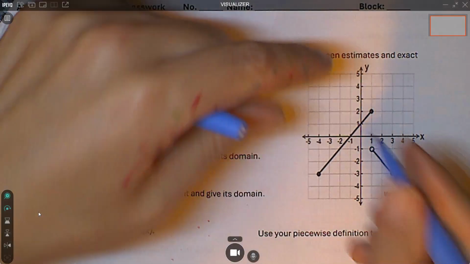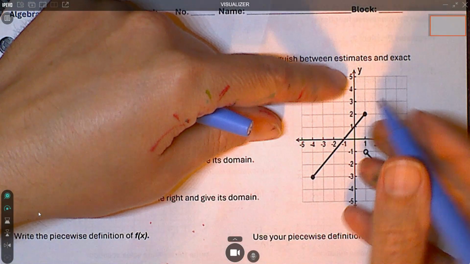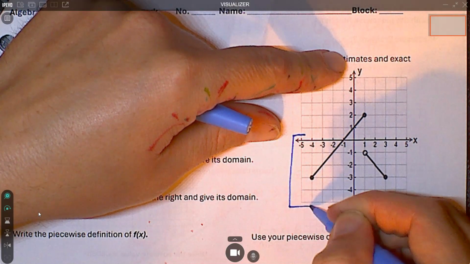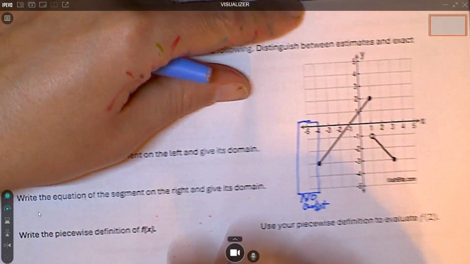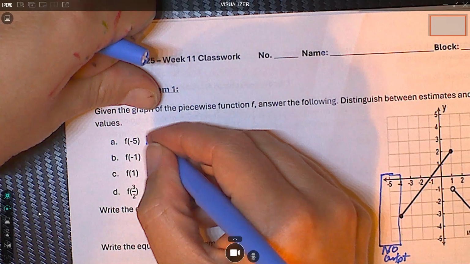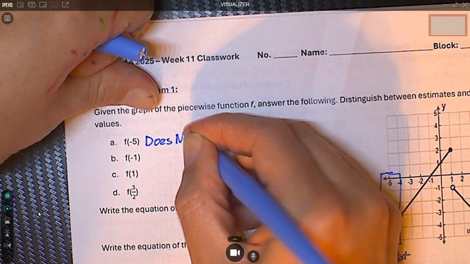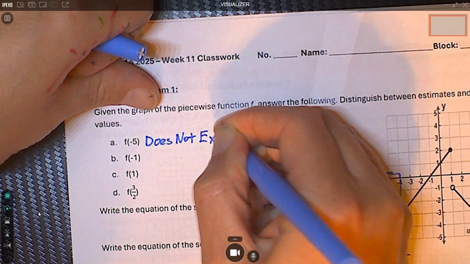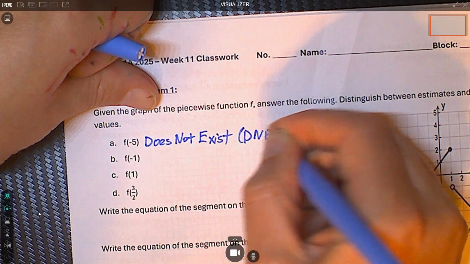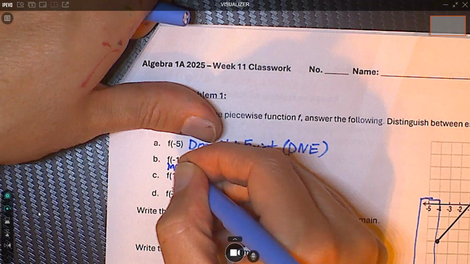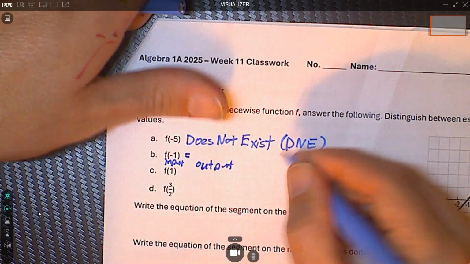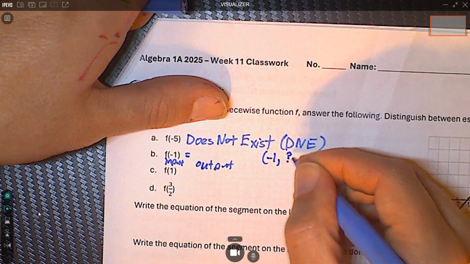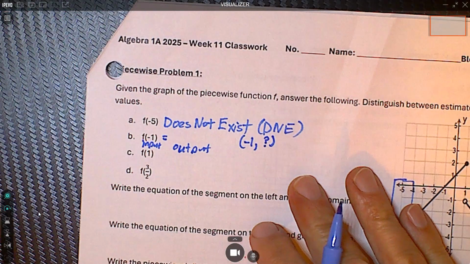Okay, so f of negative 5, if we look at where x is negative 5, it has no output, so it does not exist. There's no value when x is -5. There's no output. So when the input's -1, what's the output? Another way to think about it is, what's the output when x is -1?